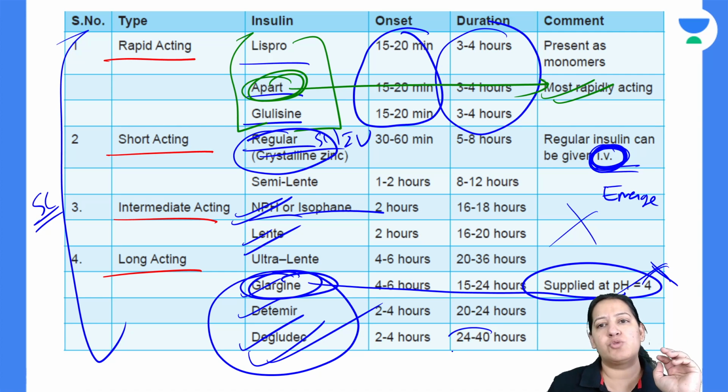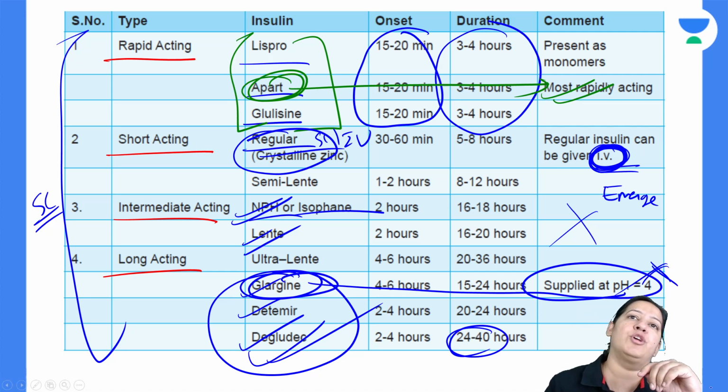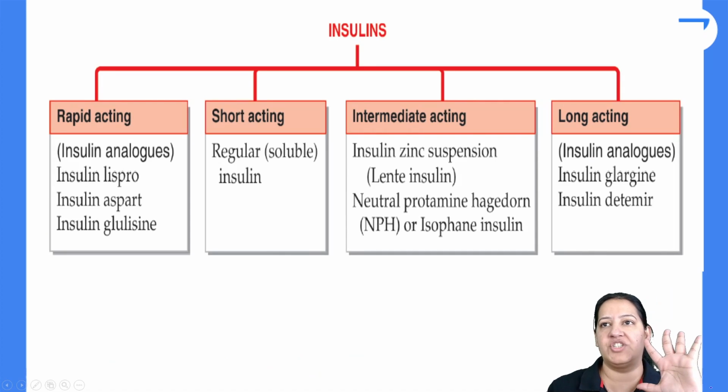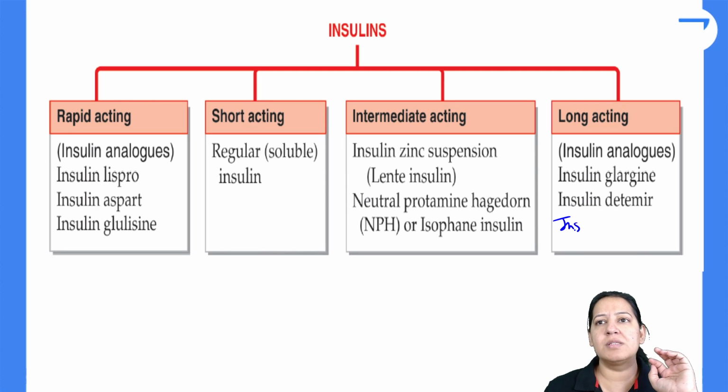So please learn. See, it is 24 to 40 hours, the duration of action. It is the longest acting. Shortest acting and longest acting you should remember, right? So add one more here, insulin degludec, right?